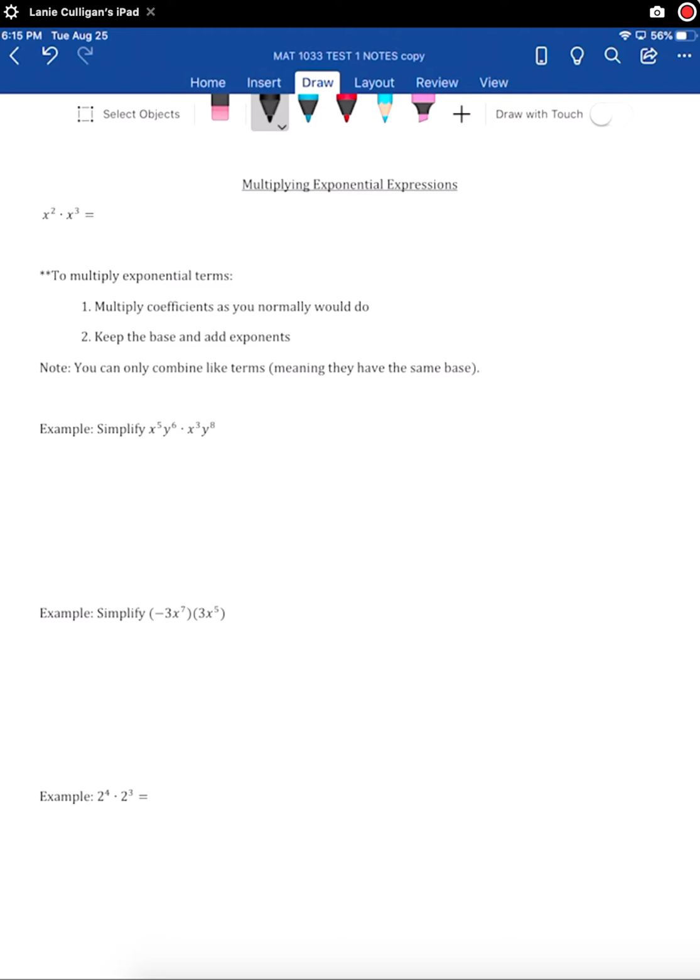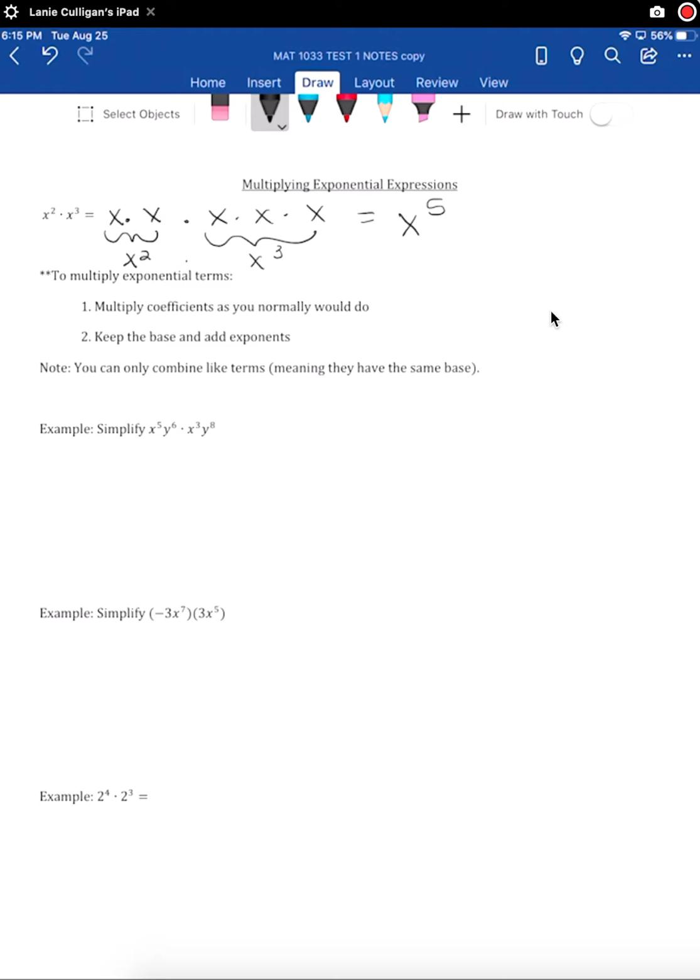So let's start with multiplying. So multiplying exponential expressions. If we have 5 squared times 5 cubed, we have a little shortcut for this, but let's see why this happens. So x squared times x cubed. x squared will be x times x, times x cubed, so x times x times x. So total, I have 1, 2, 3, 4, 5 x's. So I really have x to the 5th power.